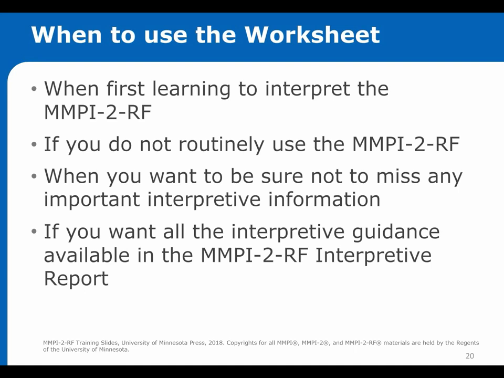Now, one option, instead of ordering a basic score report, is to order the MMPI-2-RF interpretive report. What this does is automatically structure all of the interpretive information into the framework that you see in the worksheet. So this can be a very efficient way of interpreting the MMPI-2-RF, although it does come at an increased cost relative to the basic score report.